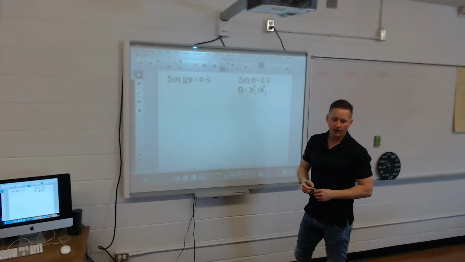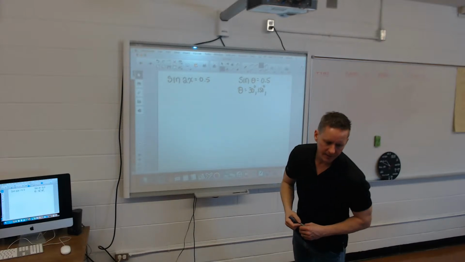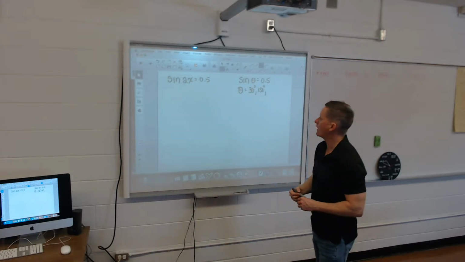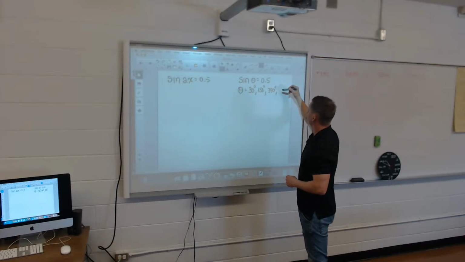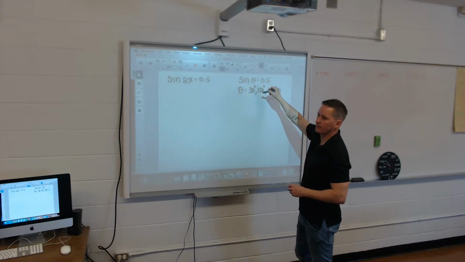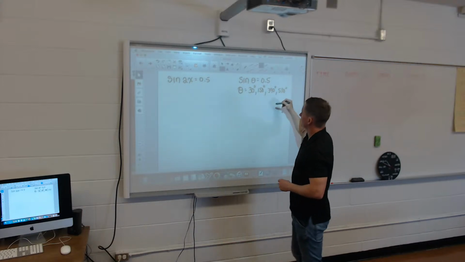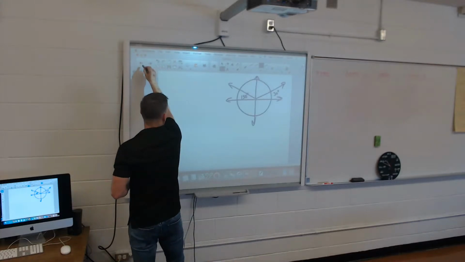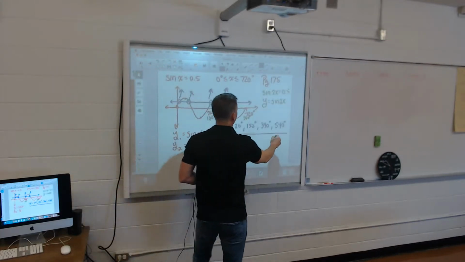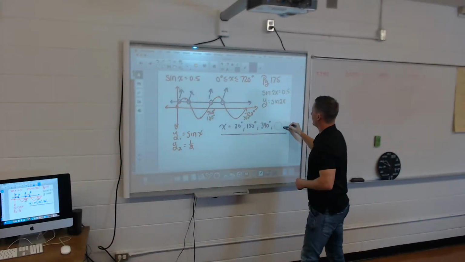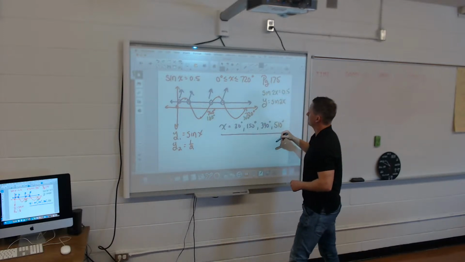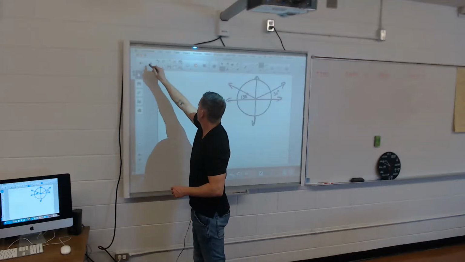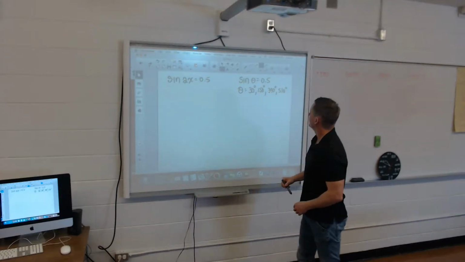But I want to keep going, because it says between 0 and 720. So 390 degrees. Oh, I think I did this wrong in the last one. 510 degrees. Let me go back. I made an error, I think. Yeah, I put 540 here instead of 510. Okay, all right, so I have that.